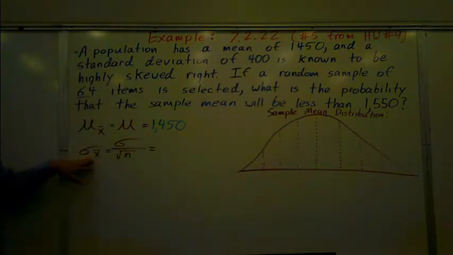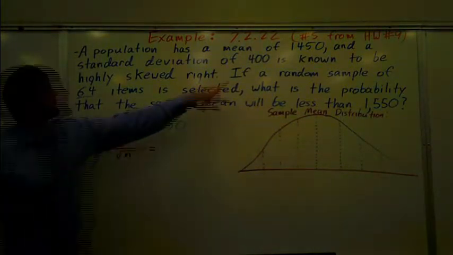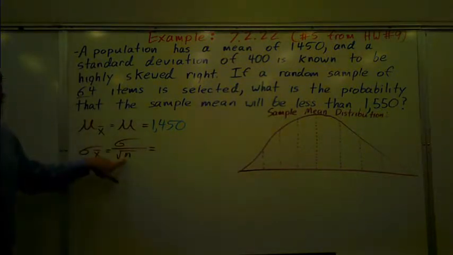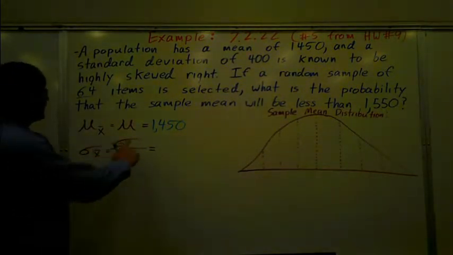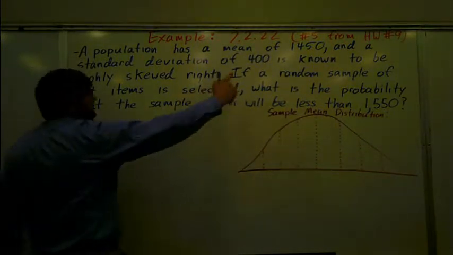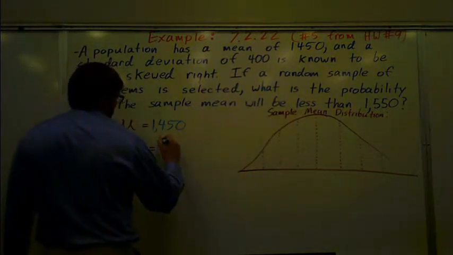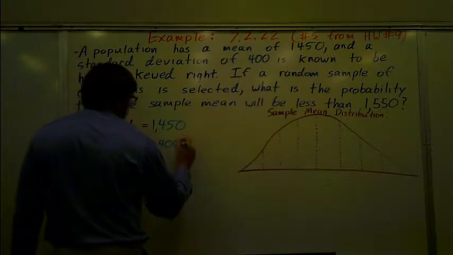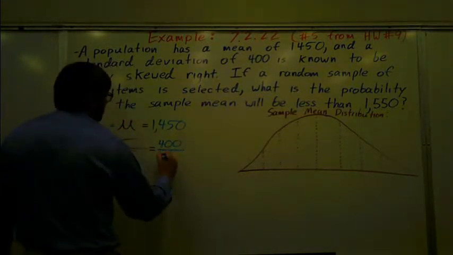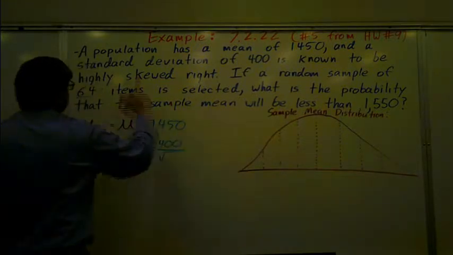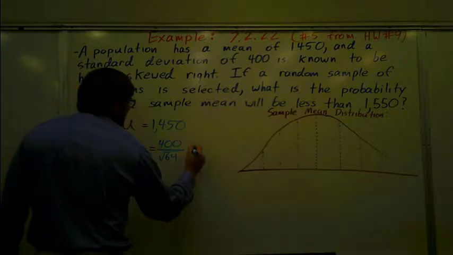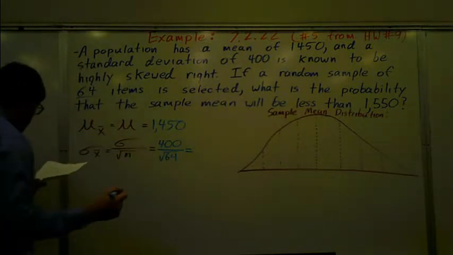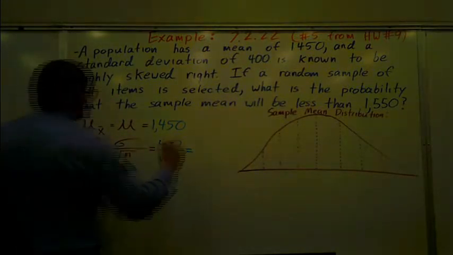And the standard deviation of the sample mean is going to equal the standard deviation of the population divided by the square root of the sample size. So let's go ahead and calculate what that's going to be. Of course the standard deviation of the population is known to be 400 divided by the square root of the sample size. In this case, the sample size is again 64, so it's divided by the root of 64. And we get a standard deviation then of 50.